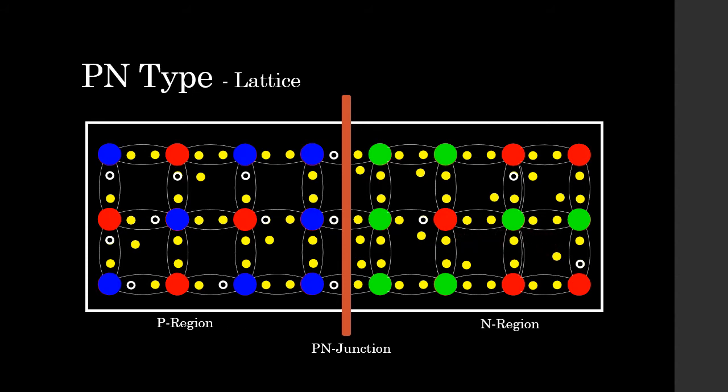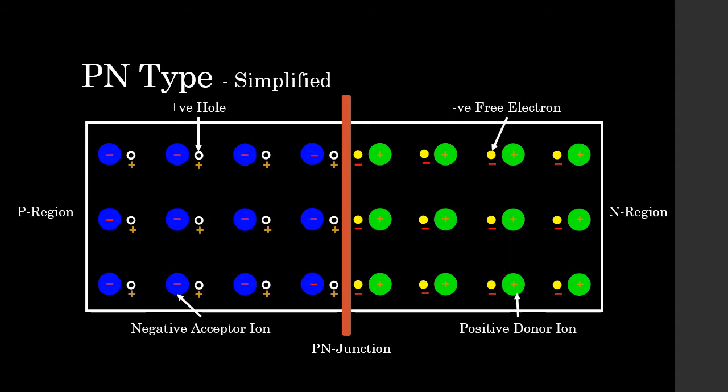Now, in this picture, we can still see our covalent bonds, we can still see our silicon atoms, and it's a bit difficult to visualize what's happening at the PN junction. So in the following slide, we're going to get rid of some of that noise to have a clearer picture to help with our understanding. And here it is. So the PN type lattice simplified. Now again on the P region, we have our positive holes and our negative acceptor ions. On the N region, we have our negative free electrons and our positive donor ions. And right in the center, of course, we have the PN junction.